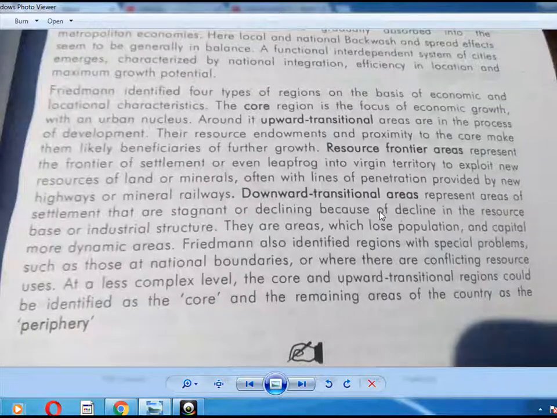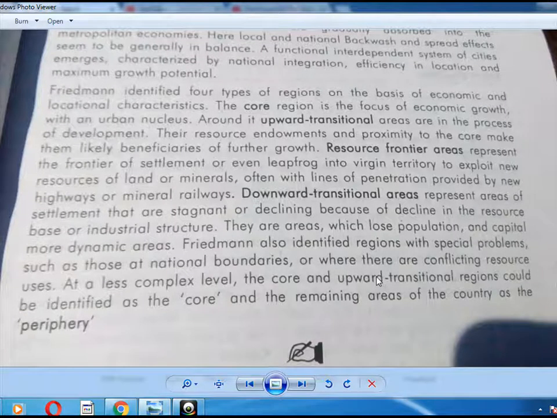The downward transition areas represent areas of the settlement that are stagnant and declining because of decline in the resource base or industrial structure. They are areas which lose population and capital to more dynamic areas.